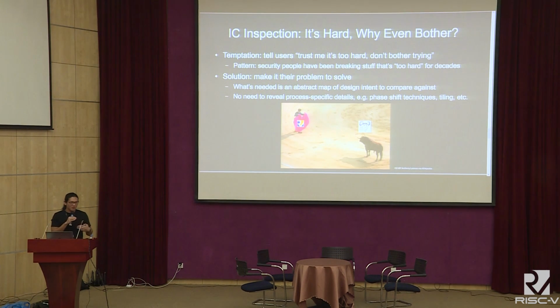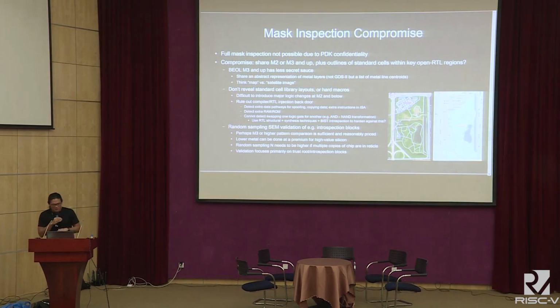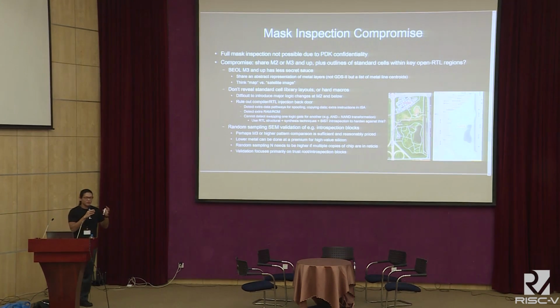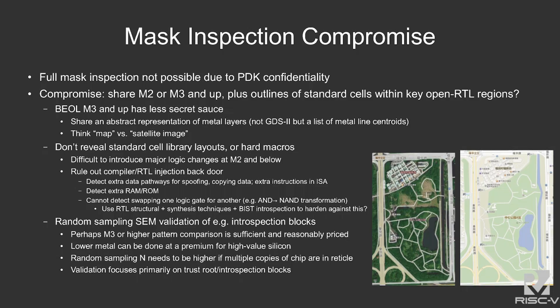The problem is that there's a lot of process-specific details, even in the metal masks, like phase shift techniques and tiling and whatnot. But as a compromise, it may be possible to do mask inspection without having to give up PDK details. What these guys really need is they don't need a satellite photo of a chip. They don't need to know about the actual GDS2 layers. They need an abstract representation of where you intended the metal wires to go. So if you gave them a list of centroids of where the lines should be, and they can just go ahead and run some image processing algorithm and confirm that those centroids are where they need to be, that'll be good enough for them, I think.